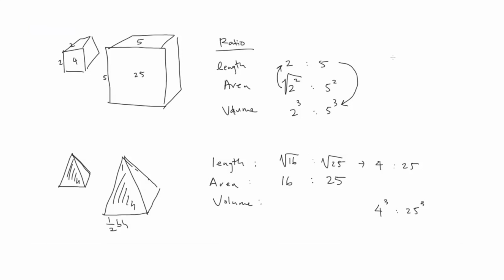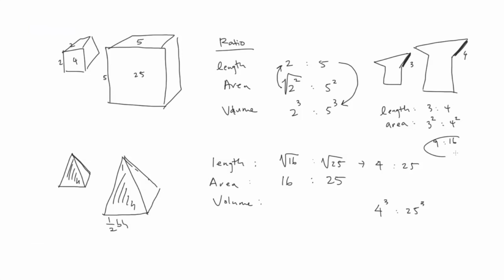In some cases, you might get a shape that looks like this, like a piece of toast maybe. And let's say that these are similar shapes, and I give you this length is 3 and this length is 4. How would you figure out the ratio of the areas? Again, we don't actually have to find the areas of both. If we know that the length ratio is 3 to 4, then the area ratio will just simply be 3 squared to 4 squared, or 9 to 16.